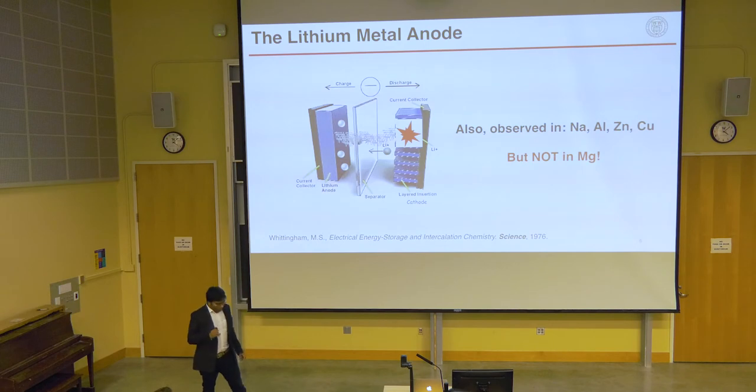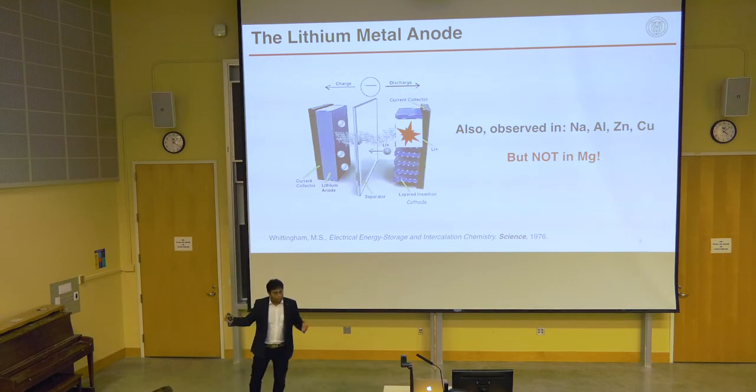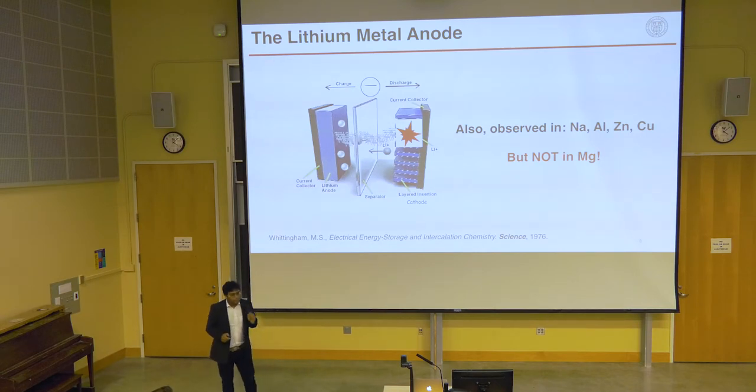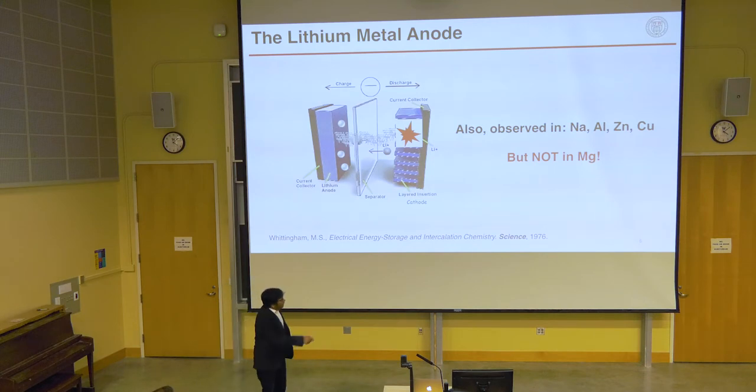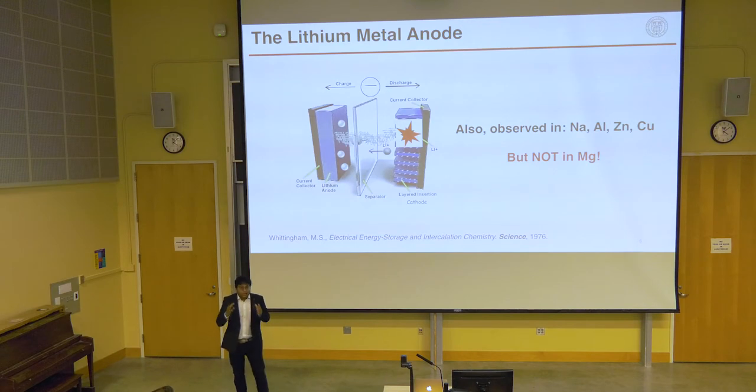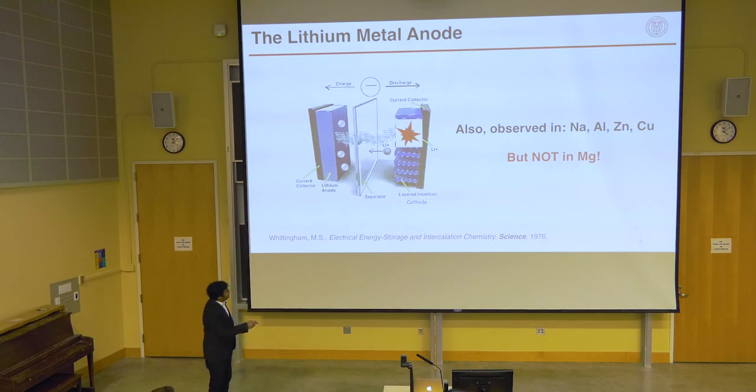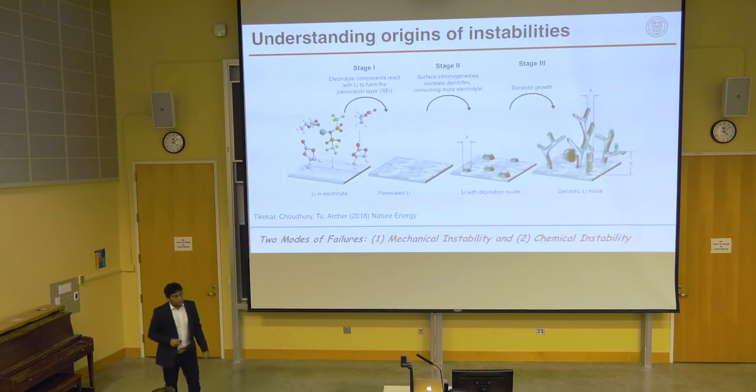In fact, this dendrite growth is not only seen in lithium, but also it's common in other forms of metals like zinc, copper, and so forth. However, something which is very interesting is that magnesium doesn't form dendrites. And this is where we got interested. So we thought that this dendrite growth is not an intrinsic property of the metal. There is something fundamental going on at the interface. And to know why these dendrites form, let's get a closer look at the lithium electrolyte interface.